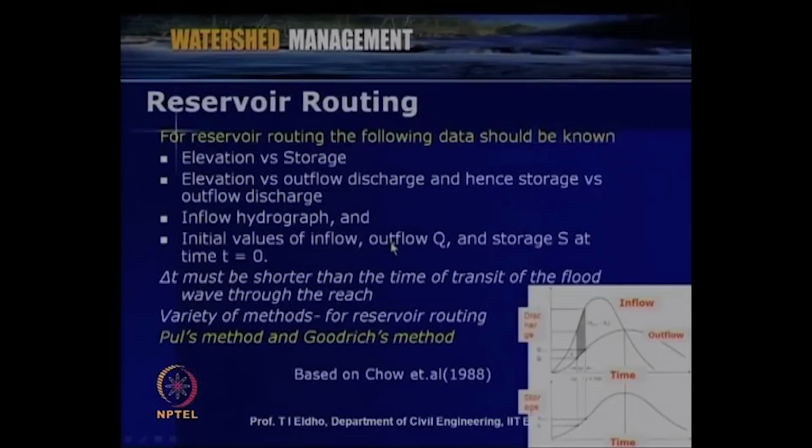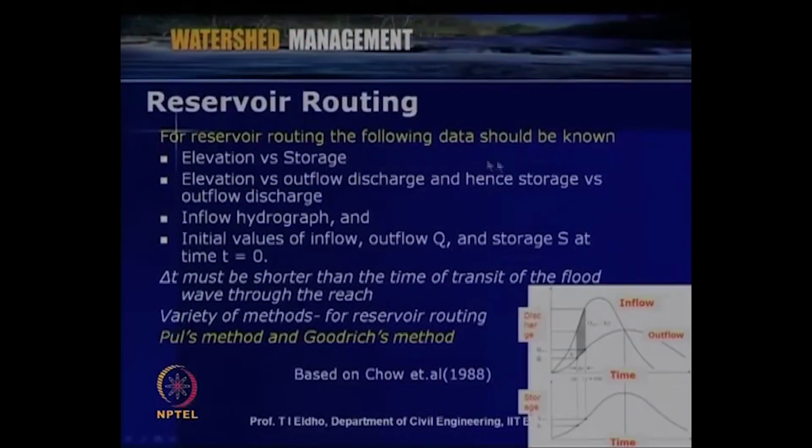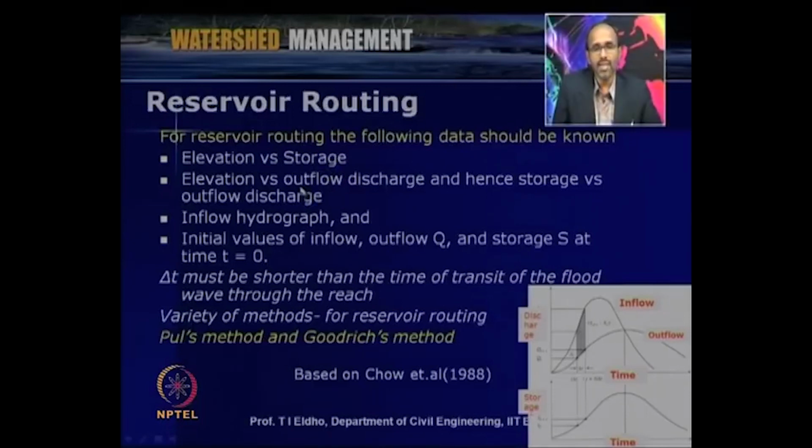Now, when we deal with reservoir routing, we should have some important data on the various characteristics of the reservoir, and we should also know the inflow pattern coming to the reservoir. Accordingly, we can predict the outflow conditions or the storage variations within the reservoir. Let us look at some of the important data required for reservoir routing: elevation versus storage, that is, when the water level in the reservoir rises, how much storage is available. Then elevation versus outflow discharge, and hence storage versus outflow discharge. That data is also needed.